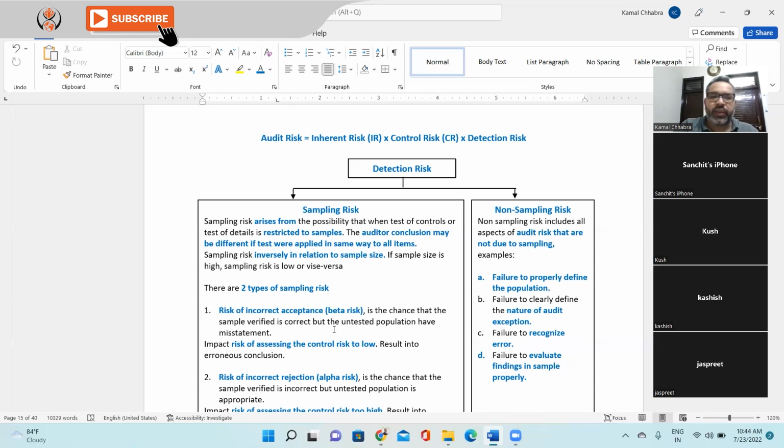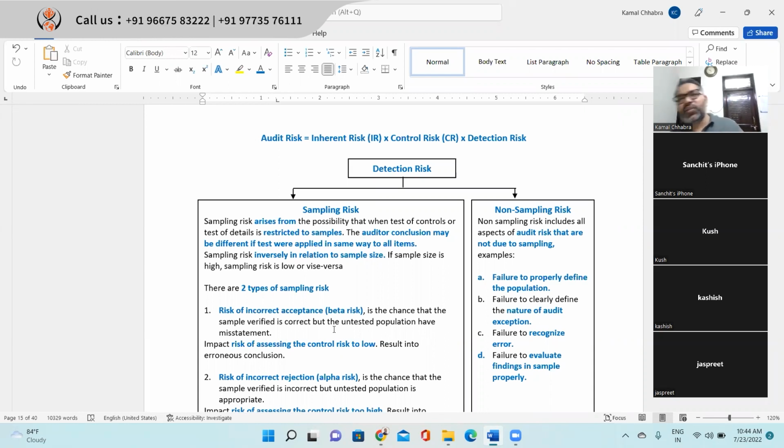So this detection risk can be further bifurcated into two things. One is sampling risk and second is non-sampling risk, right? First, look at non-sampling risk. That is easy. And then we jump into sampling risk. What is non-sampling risk? Non-sampling risks include all aspects of audit risk that are not due to sampling. So that means the items which have not been selected in your sample, any risk in those items or those transactions comes under non-sampling risk, right?